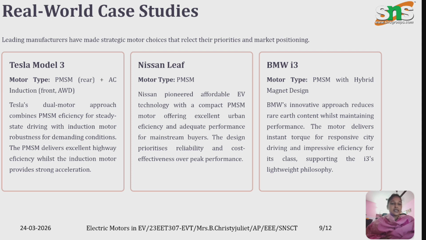Next is the Nissan Leaf, which uses PMSM, focusing on affordability and efficiency. Then BMW i3, a quite trending brand, which uses PMSM with hybrid magnet design. Its innovative approach reduces the rare earth content while maintaining the performance. So it uses advanced PMSM, which is lightweight and efficient. Different companies choose motors based on their goals.